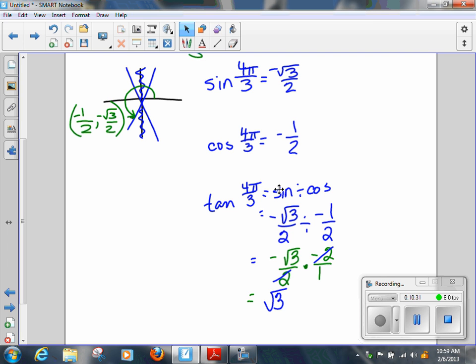Am I ready to write all my inverses? Yep. Here we go. What's the inverse of sine? Tell me, don't tell me the value, tell me what it's called. Cosecant. Cosecant of 4 pi over 3. Oh, gotta do a little fixing up, don't we? Negative times negative is a positive. Okay, yes ma'am? Why did you flip the negative 1 half? Because I am multiplying by the reciprocal. Old school division. Just multiply.